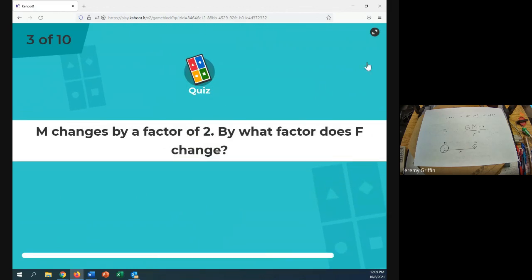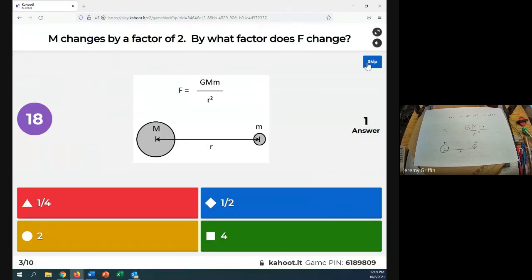What if you double one of the masses but leave everything else the same? If you just double the big mass, what happens to the gravity force?